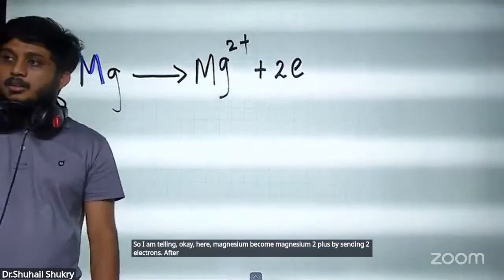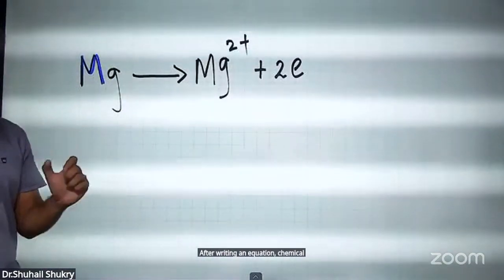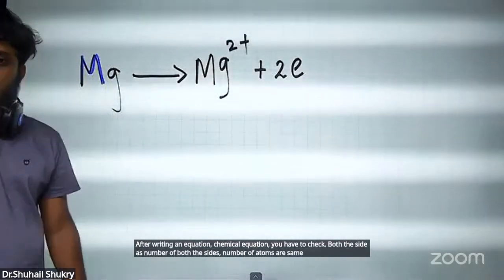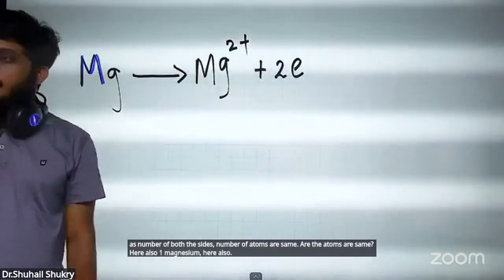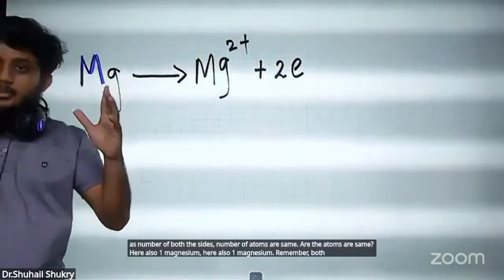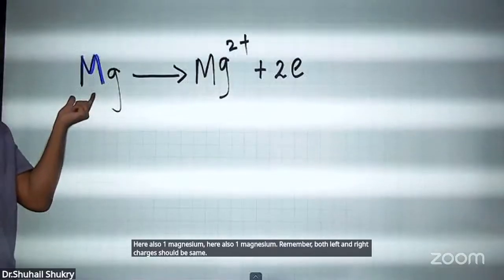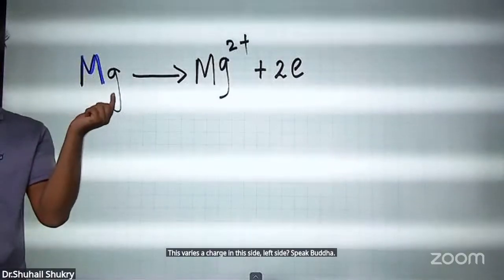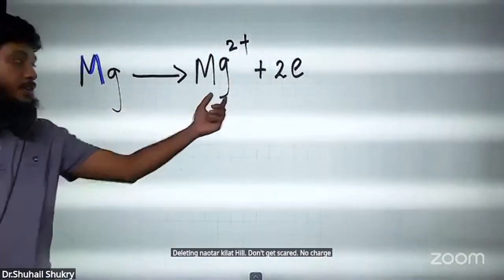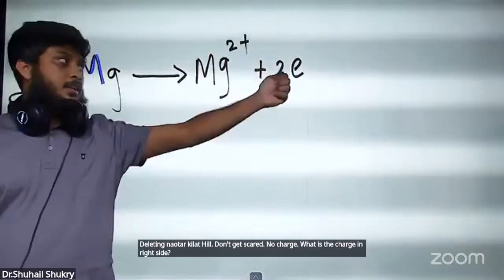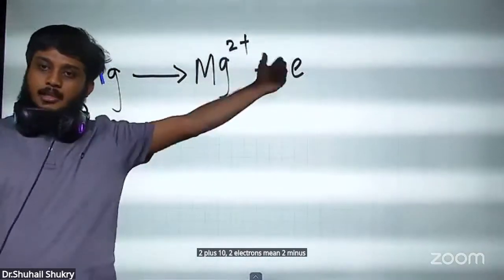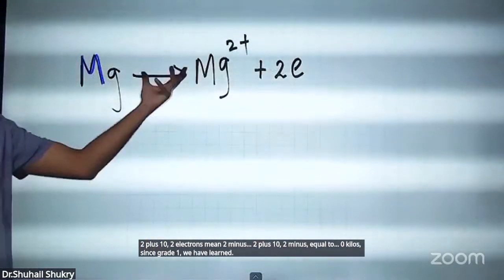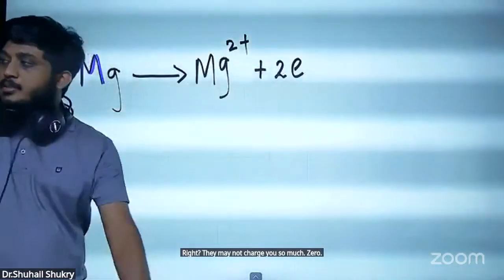After writing a chemical equation, you have to check that the number of atoms on both sides is the same. Here 1 magnesium, here also 1 magnesium. Remember, the charges on the left and right should be the same. What is the charge on the left side? No charge. What is the charge on the right side? 2 plus and 2 electrons means 2 minus. 2 plus and 2 minus equals 0. Both charges are 0.